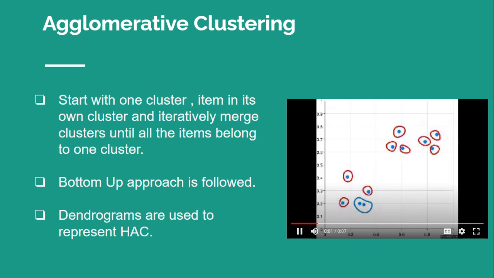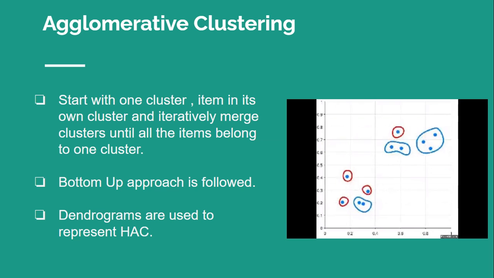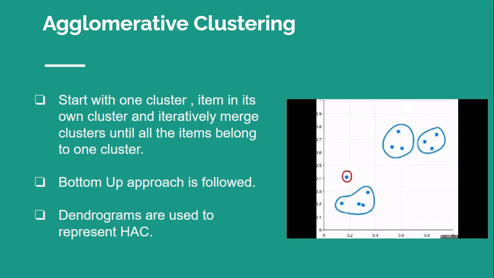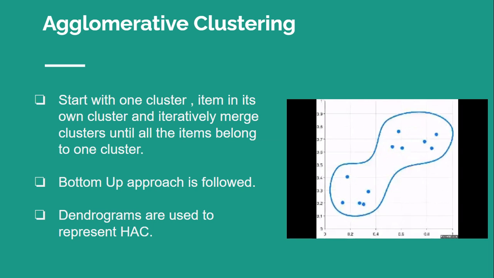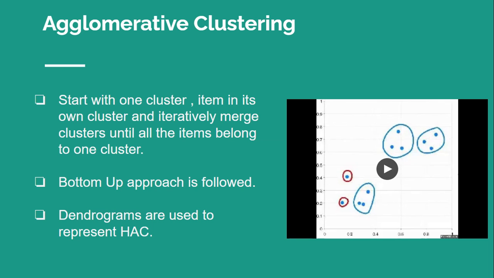In this clustering, we start with each item in its own cluster and iteratively merge clusters until all the items belong to one cluster. This is a bottom-up approach. Dendrograms are used to represent HAC, that is hierarchical agglomerative clustering.